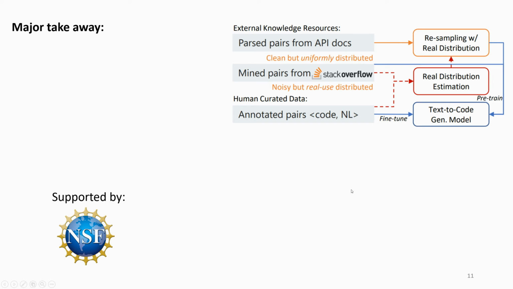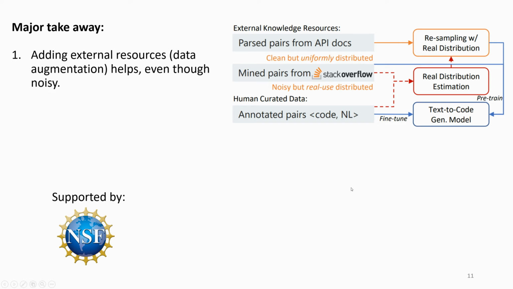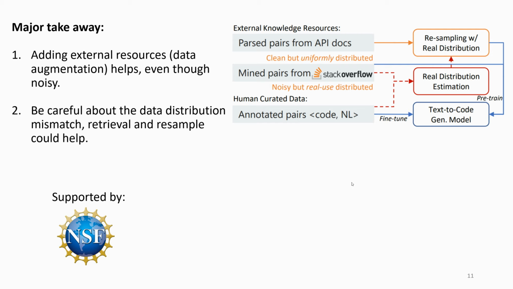To conclude, we have several major takeaways. First, adding external resources, which is basic data augmentation, helps even though the data are noisy. Second, be careful about the data distribution mismatch, and sometimes retrieval and resampling could really help.